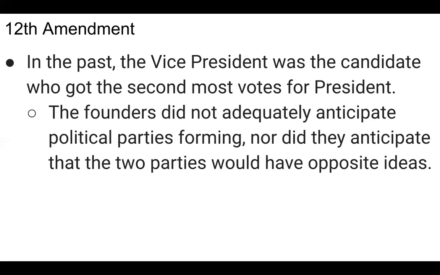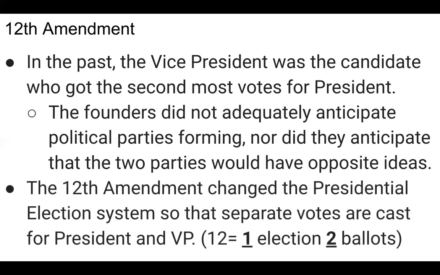So the 12th Amendment is a great example of us fixing our flaws. We passed an amendment realizing that the Constitution had a structural flaw and changed the way that the presidential election system worked so that separate votes are now cast for president and vice president. And if you need, again, a little corny trick to remember which amendment is which: one election, two ballots, right? 1, 2, 12, one election, two ballots. You're casting a ballot separately for president and vice president. Well, I guess you're not. The Electoral College is casting a ballot separately for president and vice president.